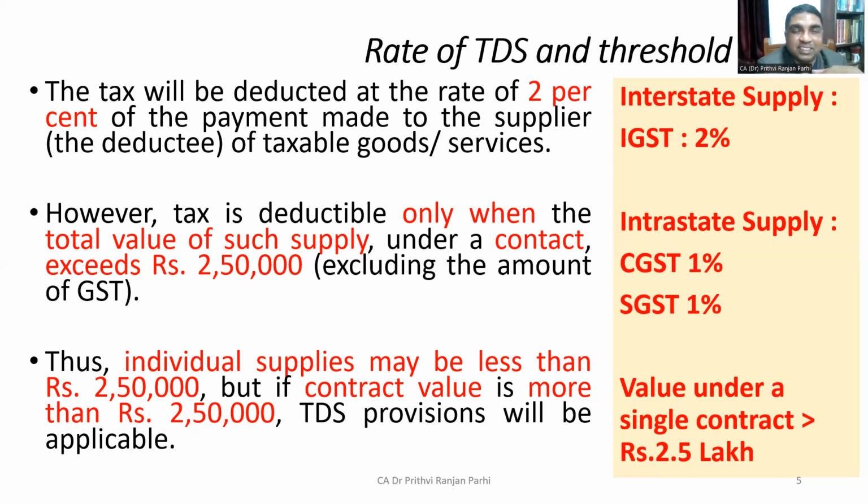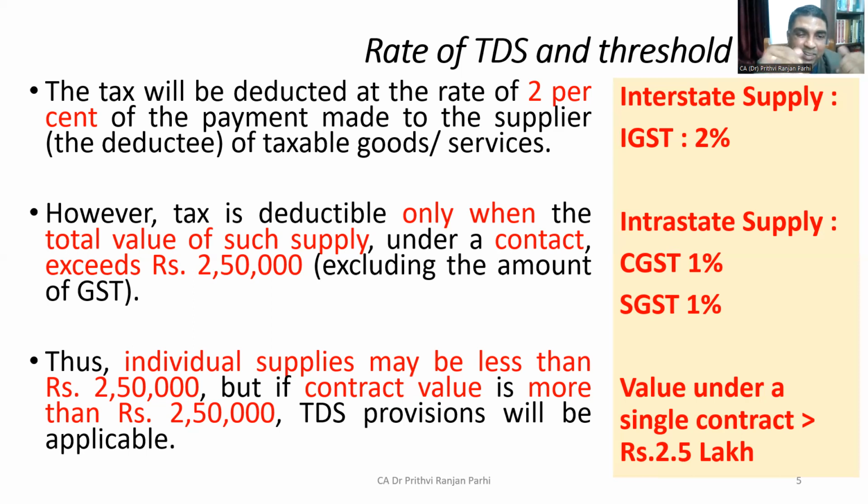For example, let us say there is a contract for 5 lakh rupees. 5 lakh rupees exceeds 2,50,000. So that means TDS is applicable even if under that contract, let us say there are 5 supplies and each supply is 1 lakh rupees. So each individual supply is within 2,50,000, but the total contract value is exceeding 2,50,000. So therefore, you have to see the total value of the contract. Since in this example, the total value of contract is exceeding 2,50,000, TDS liability is there. So whenever payment is made by the recipient to the supplier, he has to deduct tax at source.